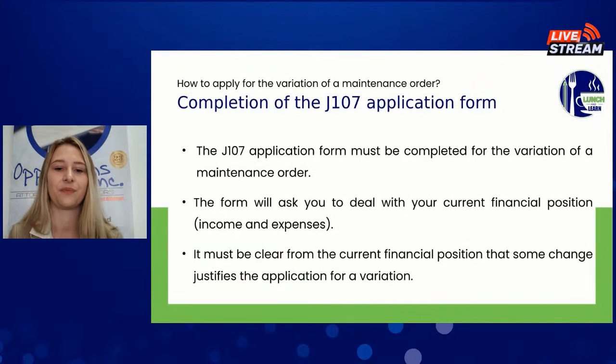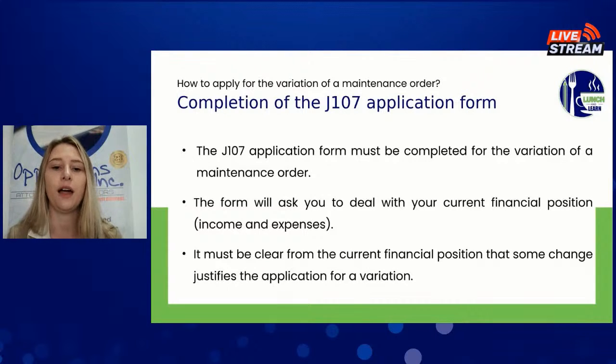Okay, so it is completed. The form will ask you to deal with your current financial position, your income, your expenses. And as I've already stated throughout this webinar, it must be clear that the current financial position, that some change, justifies application for a variation. Changing conditions. We've said this a million times today. You just need to prove that there has been a change in your circumstances, in your financial position, which now warrants your application for either an increase or a decrease.